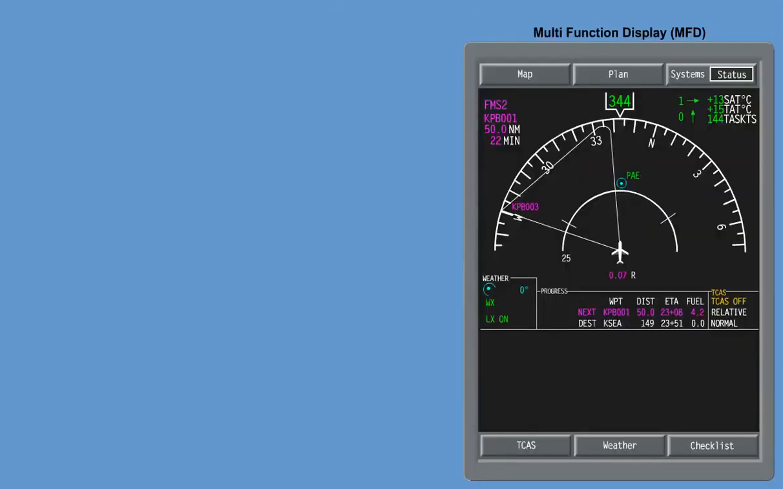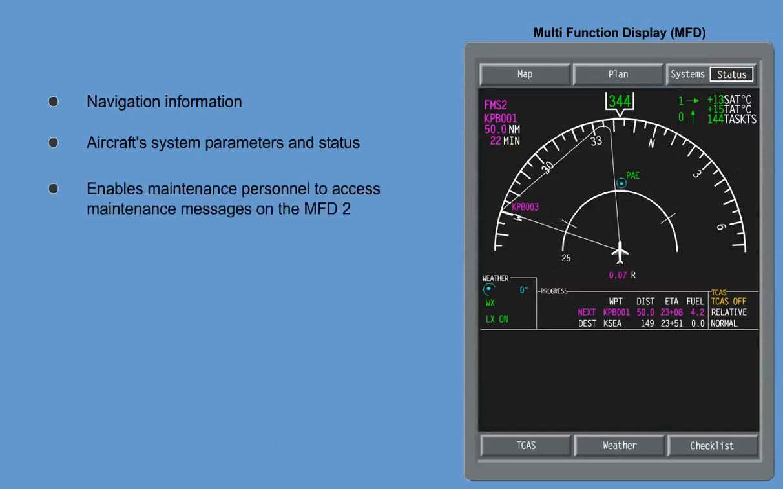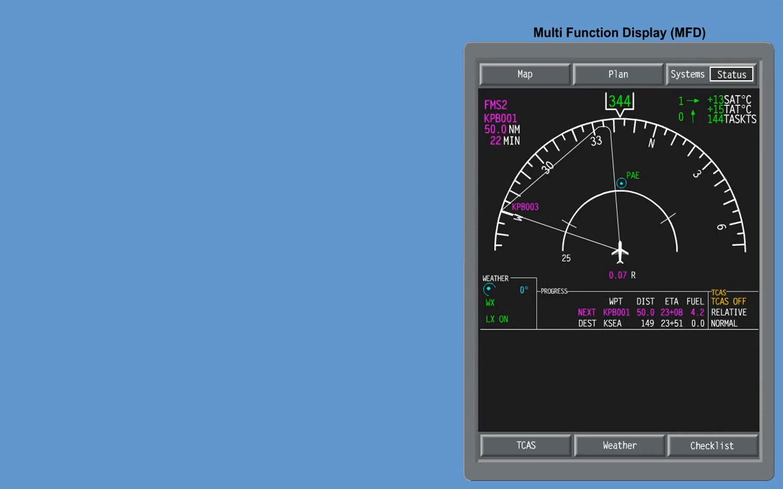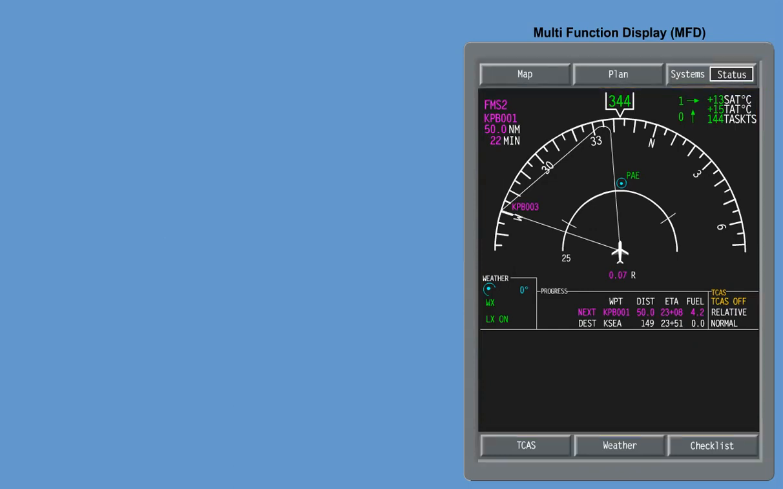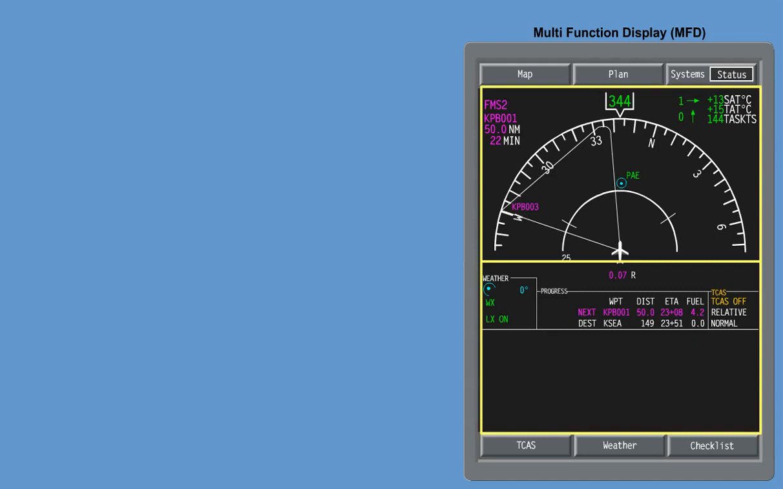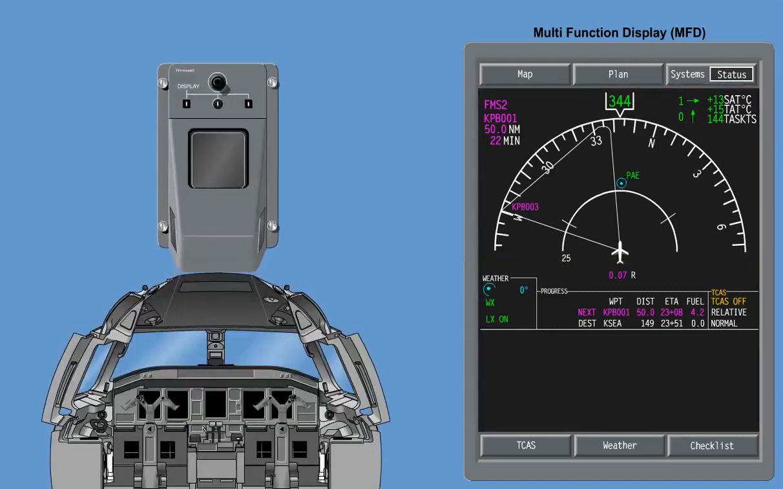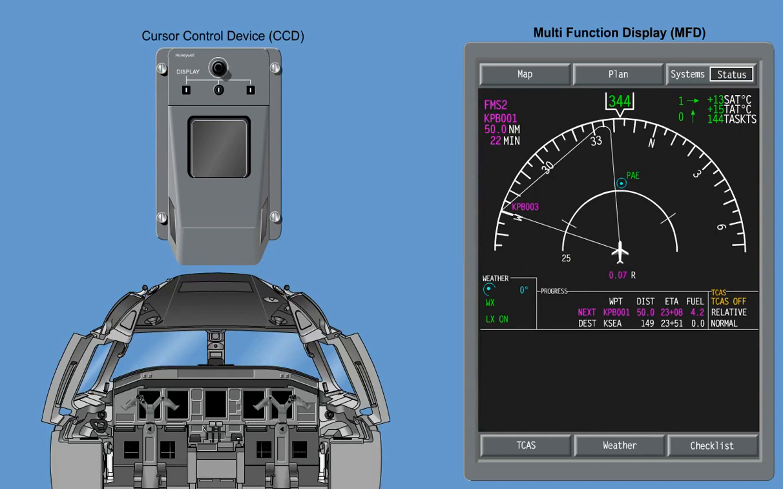The multifunction display presents navigation information, shows aircraft's system parameters and status, and enables maintenance personnel to access maintenance messages on the MFD2. The MFD display consists of control and information areas. The menu soft keys, on the top and bottom of the screen, are used to select formats and control various systems. The selected information is displayed on the split-up screen. The cursor control device in the center pedestal is used to control the menu soft keys.